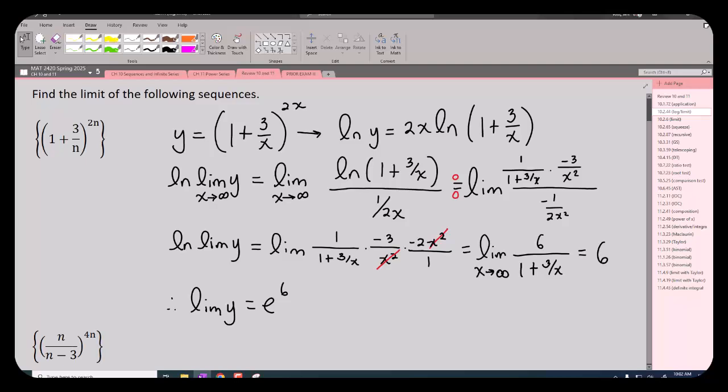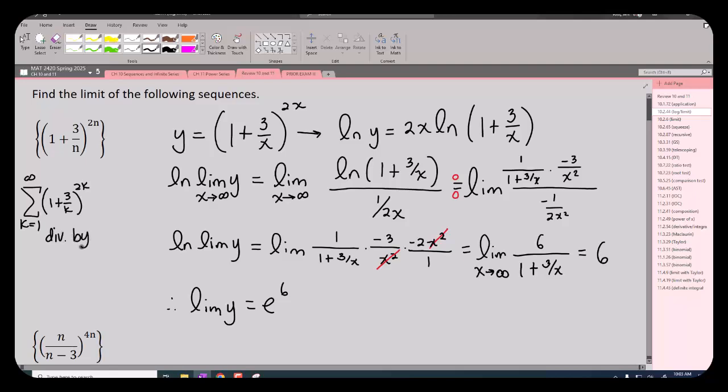If this was converted into this type of series, what would you say about this series? That it diverges because it's greater than 1. This is a divergent series, because the limit of a sub n, or a sub k, is not 0. So the limit of this is e to the 6, so this diverges by the divergence test.